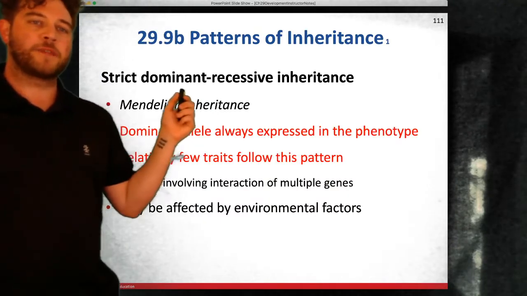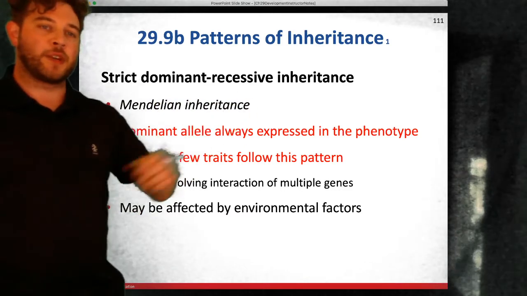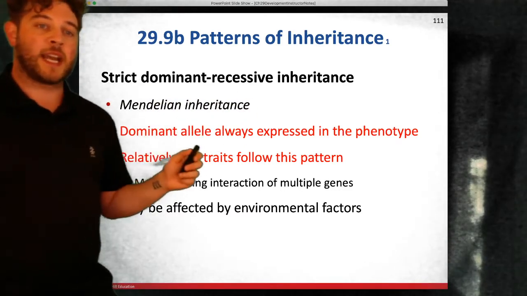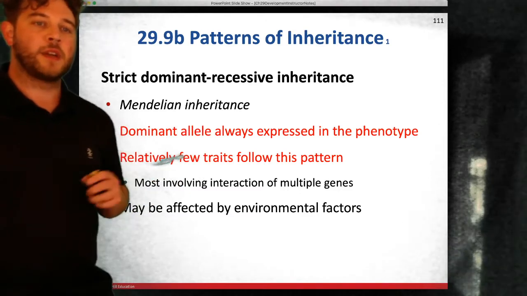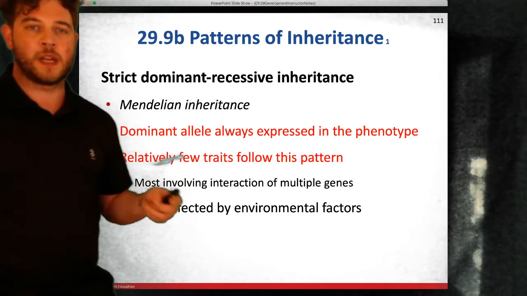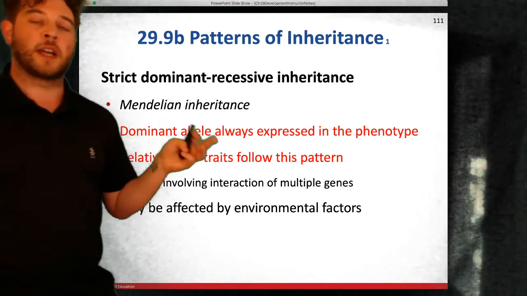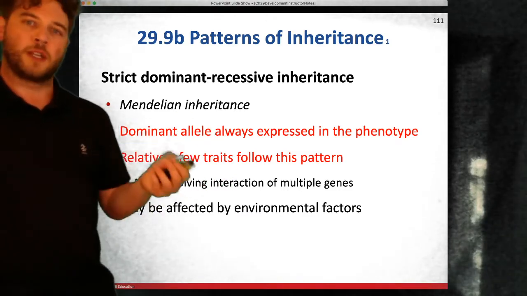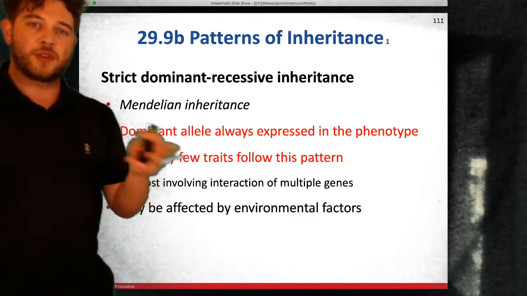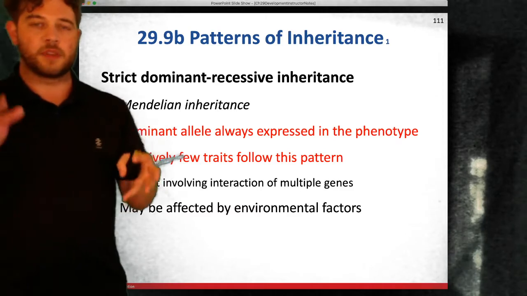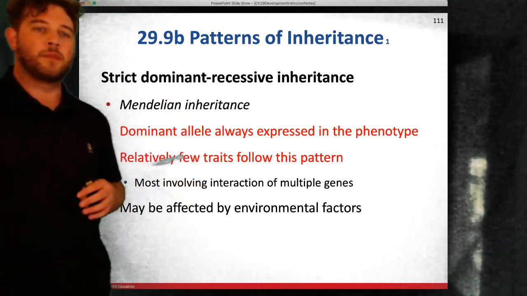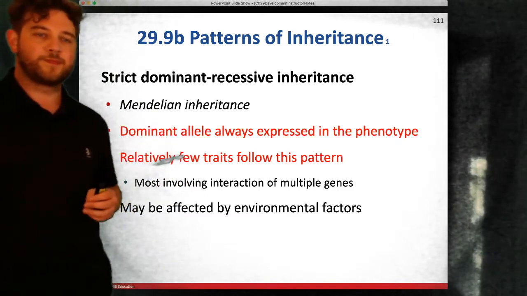Okay, patterns of different inheritance. You have your strict dominant recessive inheritance, which is also known as Mendelian inheritance. The dominant allele is always expressed in the phenotype. Relatively few traits actually follow this pattern. So Mendel was working with pea plants, talking about tall or short, or wrinkled peas versus smooth peas, those kinds of things. And those generally are, for a simple plant and simple things like that, coded for by very few alleles. But that's not always the case.